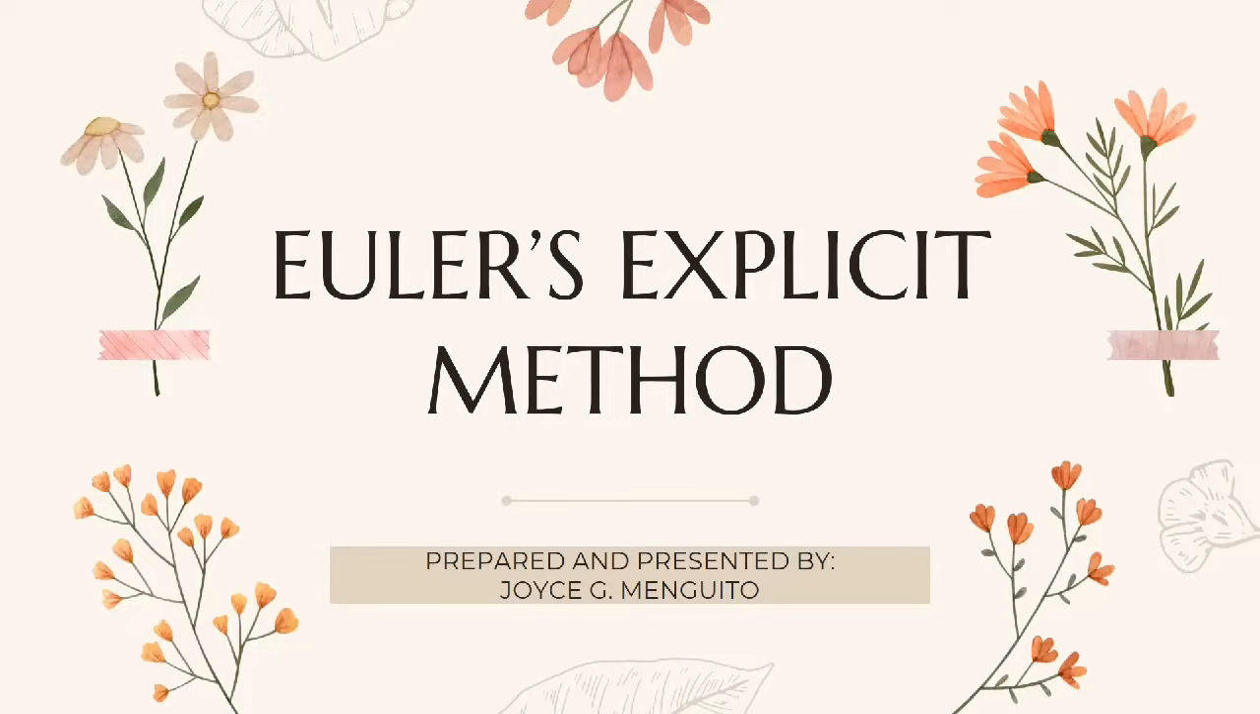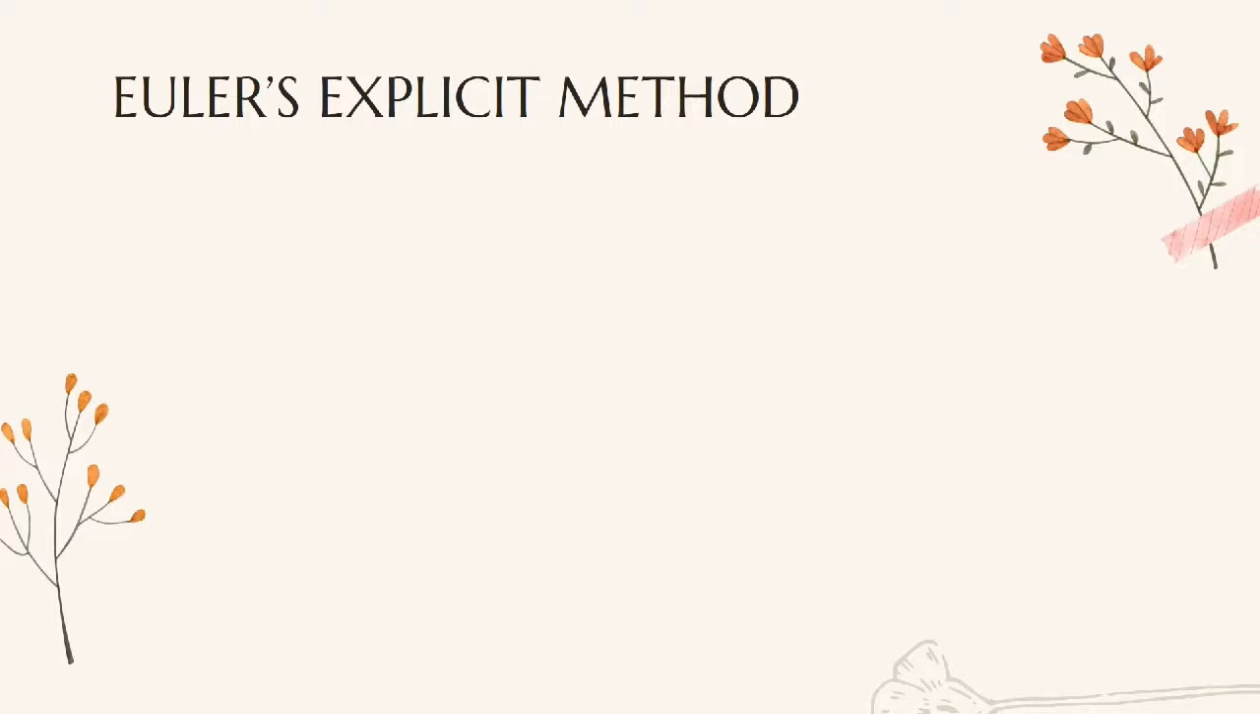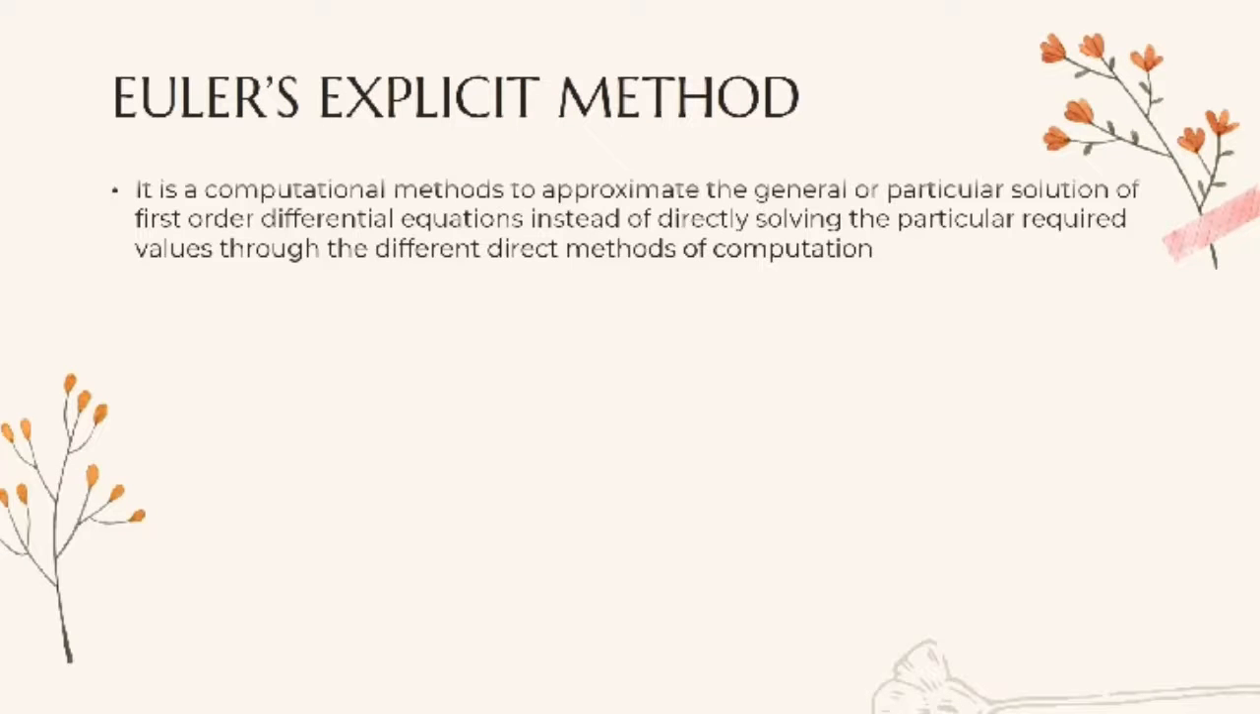Good day everyone. We are now going to discuss Euler's explicit method, and by the way, I am Joyce Mingito. Euler's explicit method is a computational method to approximate the general or particular solution of first-order differential equations.